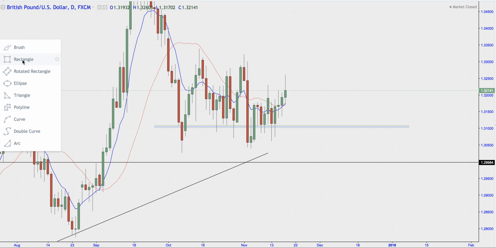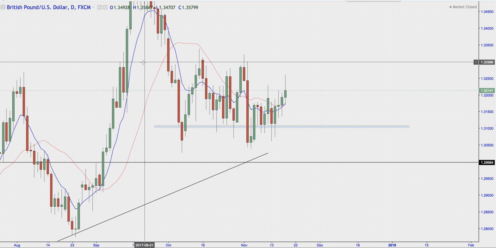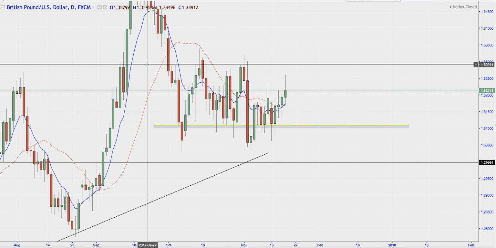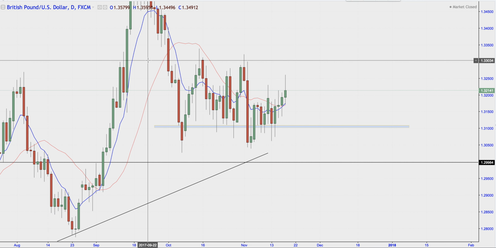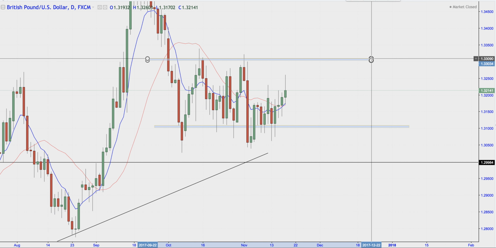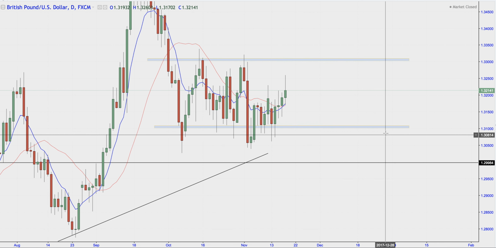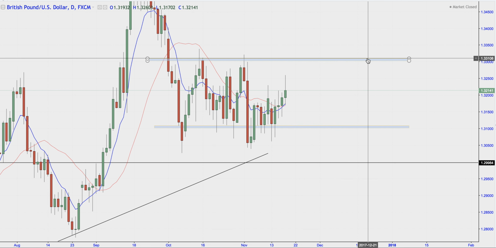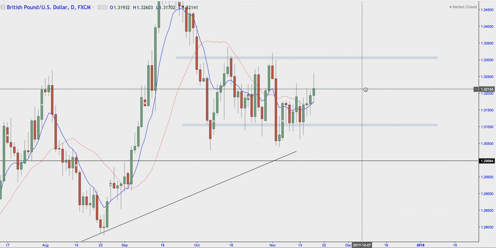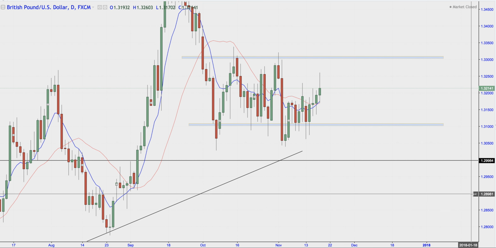Then, keeping it very simple and keeping my chart very clean, I'm going to draw my next level of resistance, which I believe this price is trapped between, which is 1.33. So that's a 200 pip range from 1.31 to 1.33. Now, how do we trade this range, you guys might be asking.